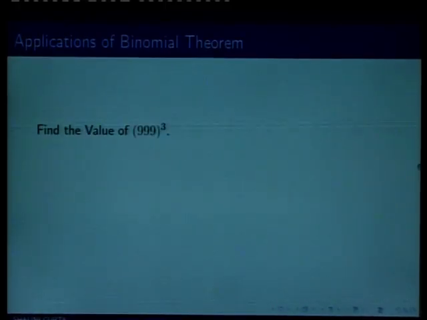So next is, let us discuss the applications of binomial theorem. What are the applications of binomial theorem? Where is binomial theorem used? So suppose we have to find the value of 999 raised to power 3. So with the help of a calculator it is very easy, but if we have to find its value manually, it is very difficult. So let us see how we will find this using binomial theorem.